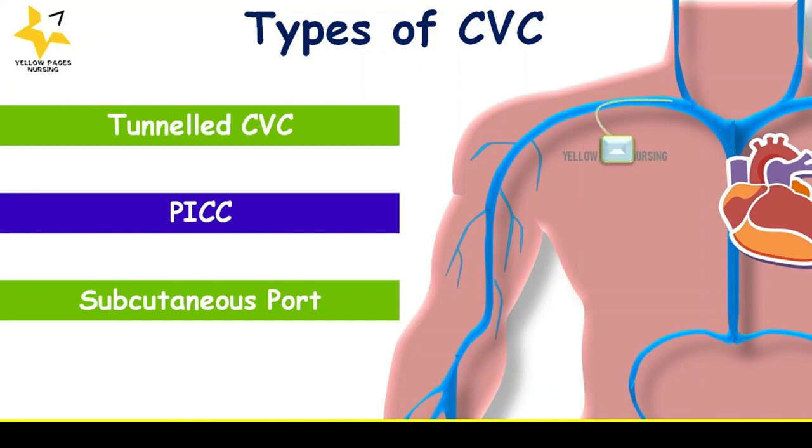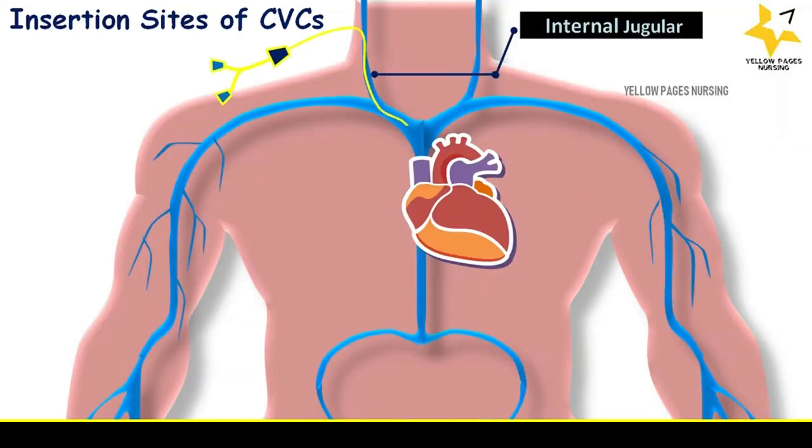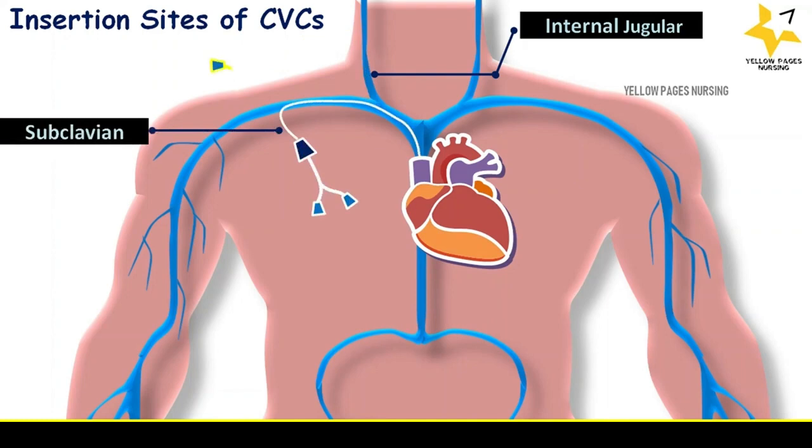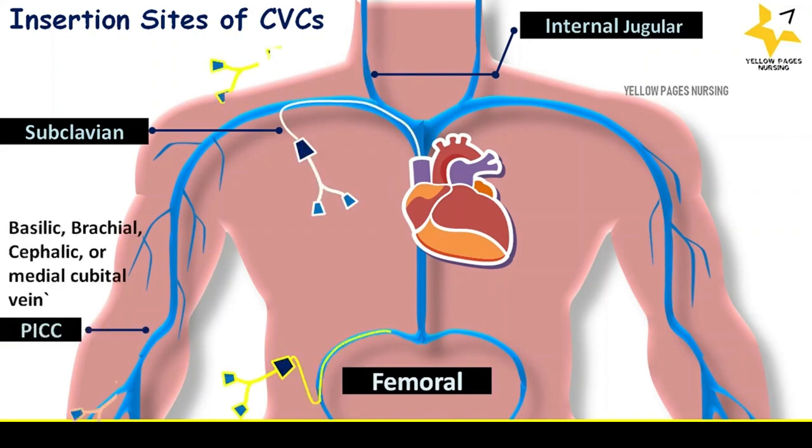Next comes insertion sites of central venous catheters. The sites include internal jugular vein, that may be right or left internal jugular, subclavian vein, that may be right or left subclavian vein, and femoral vein. In case of femoral line, the catheter tip rests on the inferior vena cava, and in case of other lines, the catheter tip rests on the superior vena cava. The sites for PICC line include basilic, brachial, cephalic, or medial cubital veins.